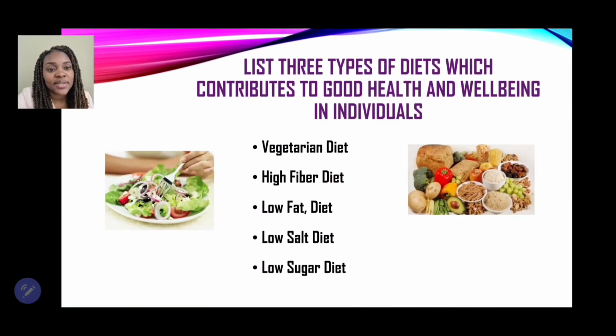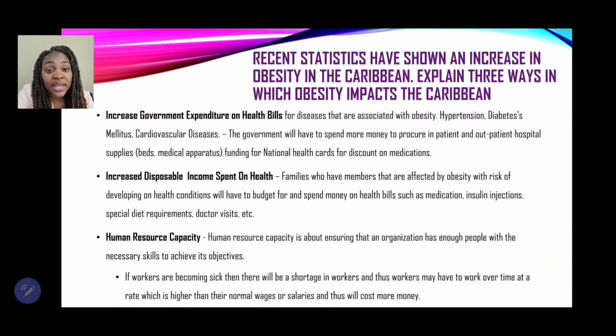Explain 3 ways in which obesity impacts the Caribbean. So again, we can look at increased government expenditure on health bills, which is very much similar to the question that we did earlier on. For diseases that are associated with obesity, such as hypertension, diabetes, and cardiovascular diseases, the government will have to spend more money to procure inpatient and outpatient supplies.